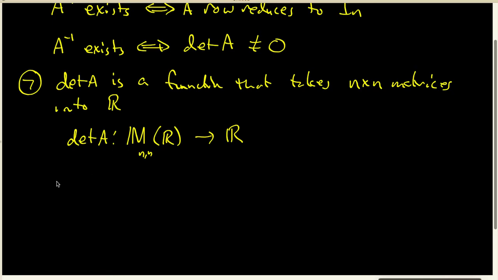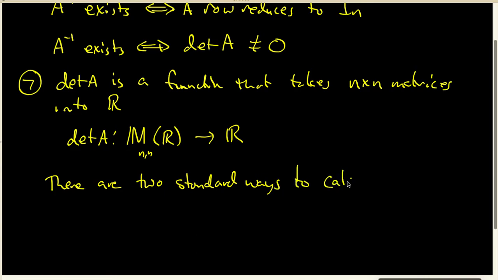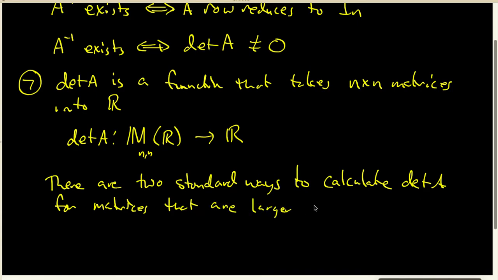What I want to say is there are usually two standard ways to calculate det A for matrices that are larger than either 2 by 2 or 3 by 3. So I'm just going to leave it as 3 by 3.